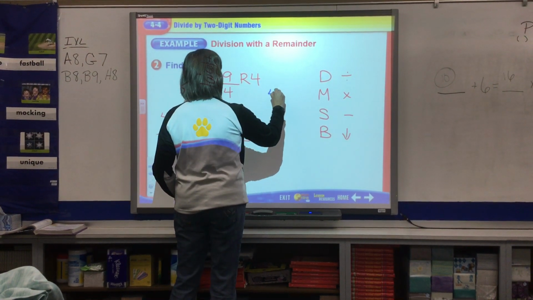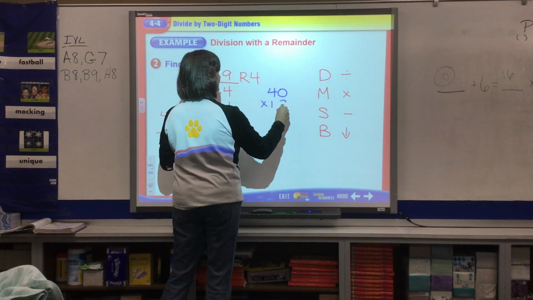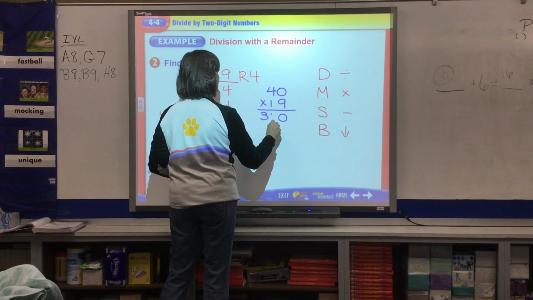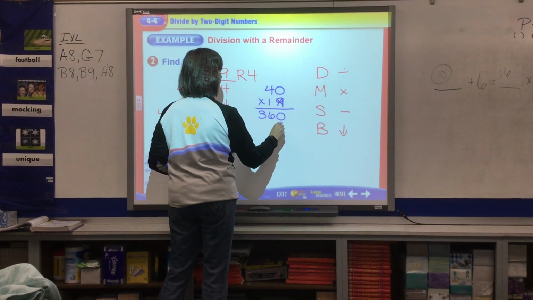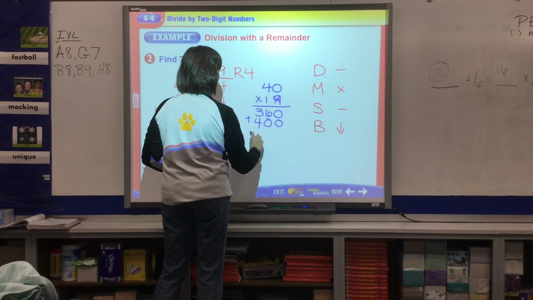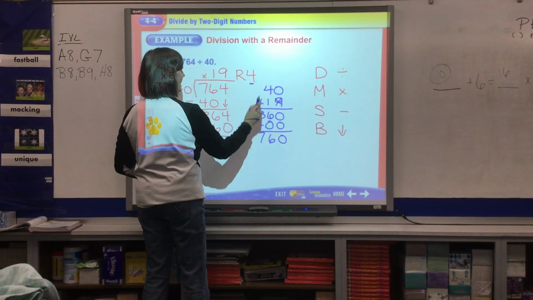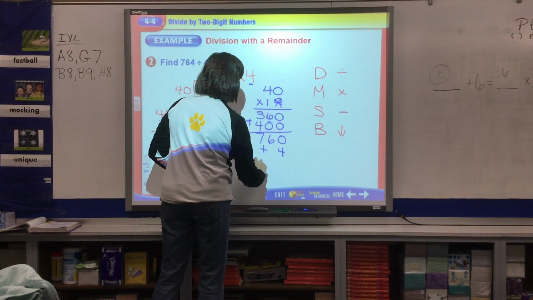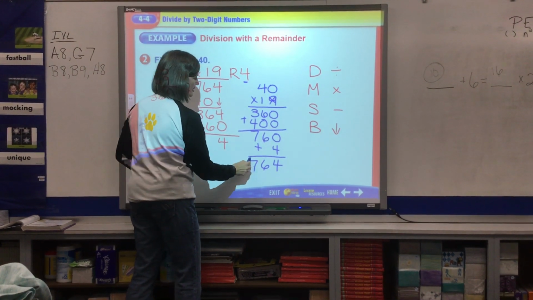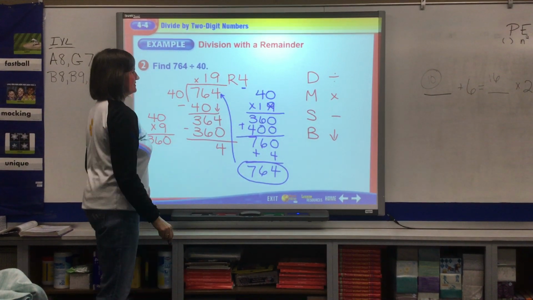All right, so I'm going to take my divisor of 40 and multiply it by the 19. 9 times 0 is 0, 9 times 4 is 36, tick, tack, and toe. 1 times 0 is 0, 1 times 4 is 4, and when I add these together, I get 760. Now I add in my remainder, and when I add my remainder in, I get 764, which is what we started with for our dividend.